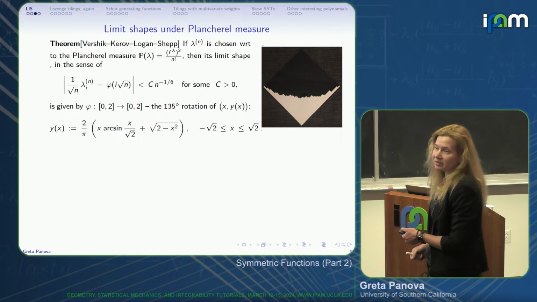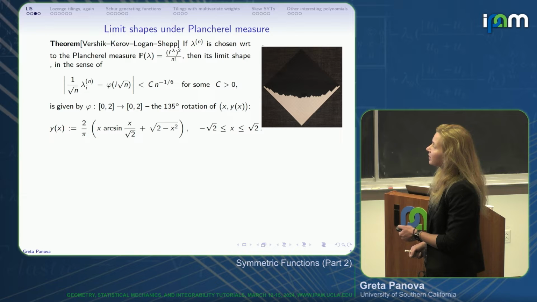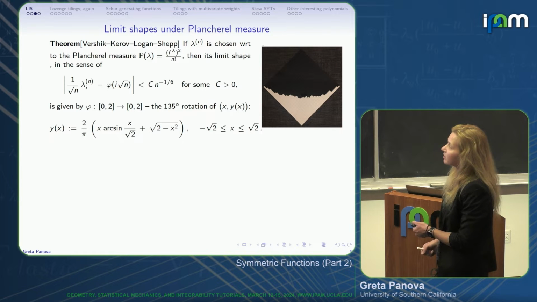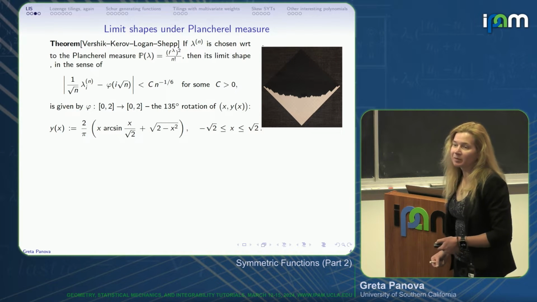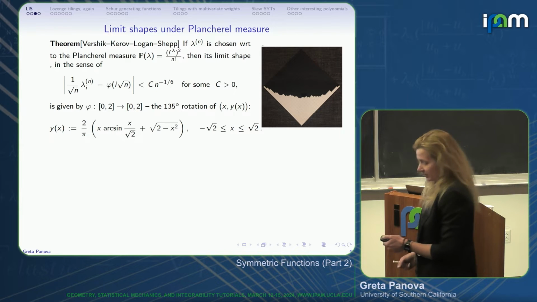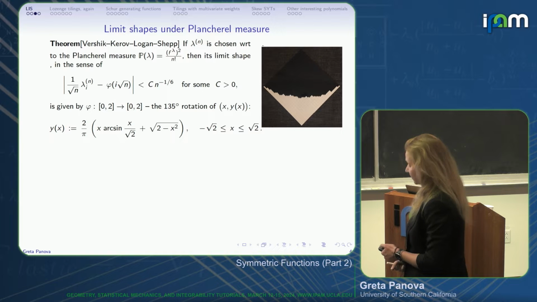Actually, there are some pretty precise bounds. If we scale it by square root of n, this is the ith part of lambda minus the value of that function. This is actually less than some constant times n to the minus 1/6. So our epsilon is actually of this order.